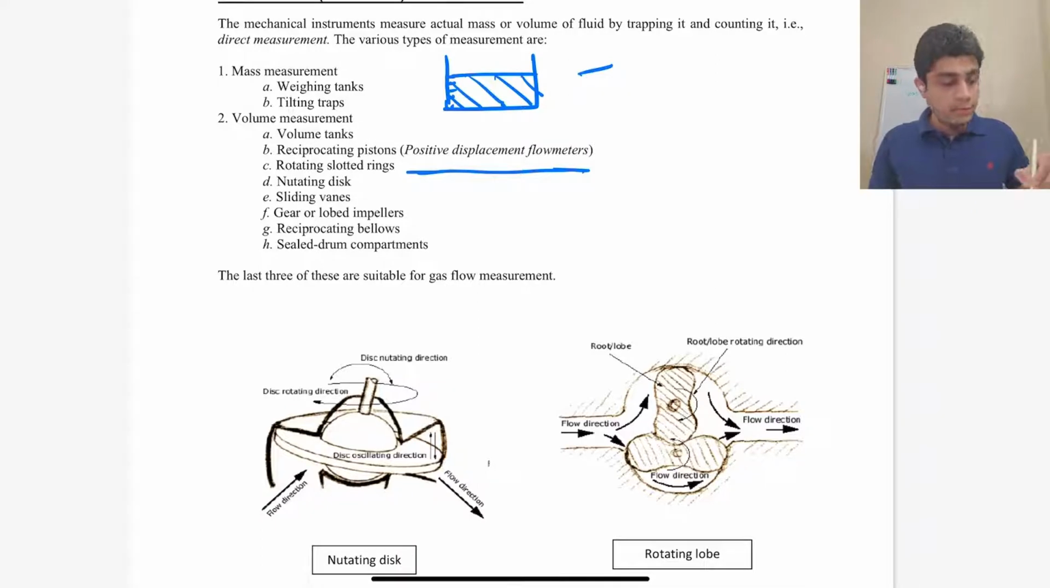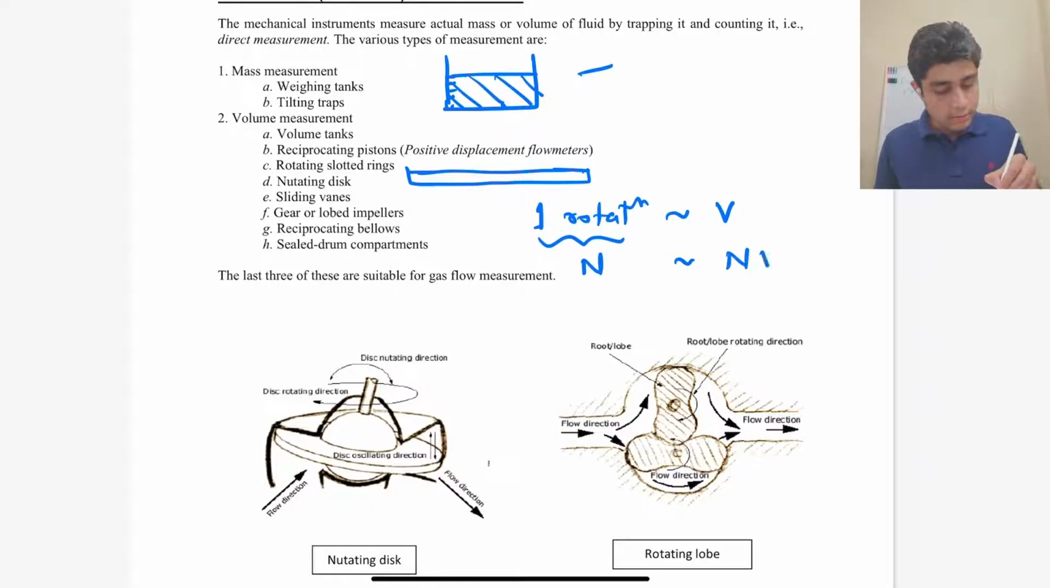So to get over this problem, we use something called positive displacement flow meters. In these flow meters, there is a mechanical part which is either rotating or oscillating, and at one time it allows a fixed amount of fluid to pass through it. So let's say one rotation of this mechanical part is associated with a volume V of fluid. Then if you just count the number of rotations, you would count the volume of fluid that has passed. So the basic principle for positive displacement flow meters is that you trap a fixed amount of fluid and you count it.